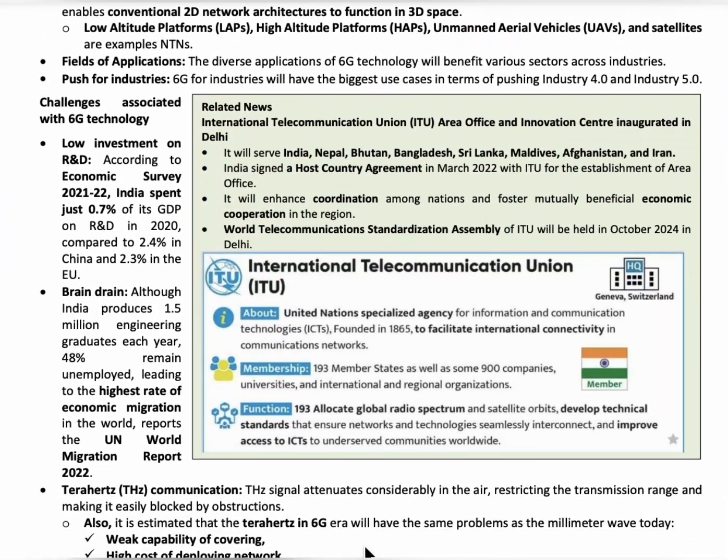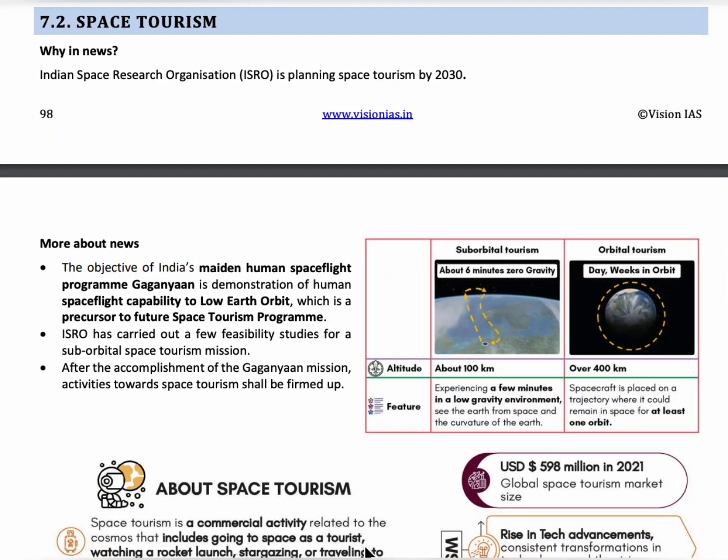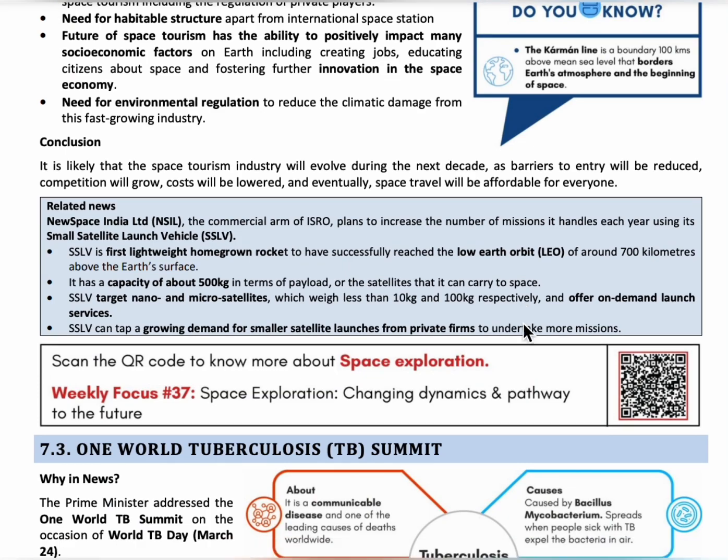The next topic is space tourism. So in India, Gaganyaan mission is getting ready for space tourism by 2030. So there are two types of space tourism. One is suborbital tourism, where we can experience 6 minutes of zero gravity at 100 kilometers height, and the other one is orbital tourism, where we can remain a day or for weeks in orbit at the height of 400 kilometers.